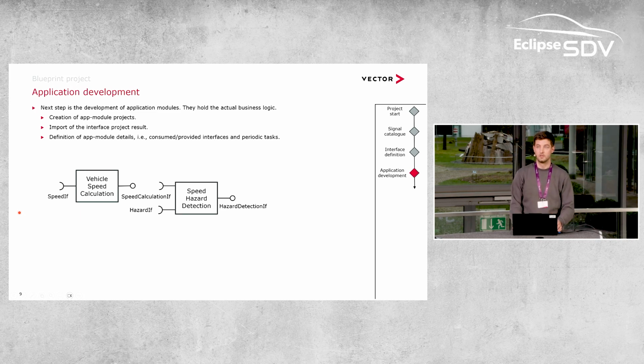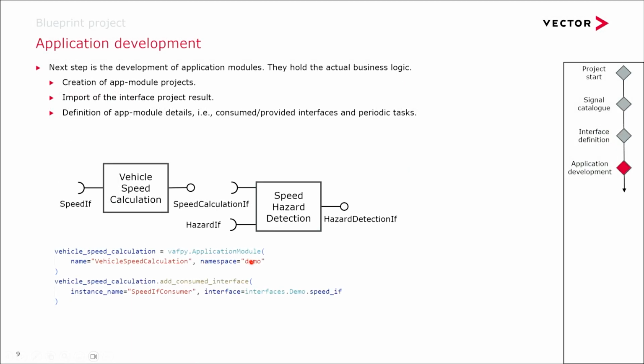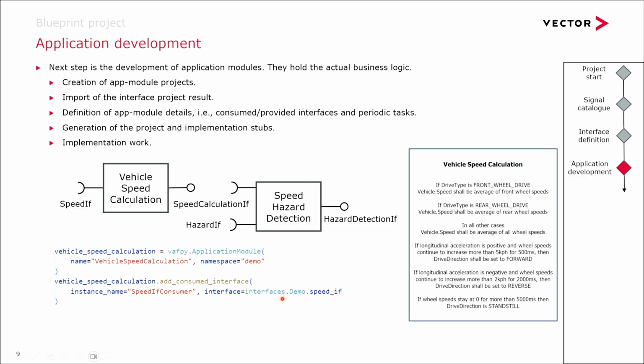Do we maybe have periodic tasks for periodic execution? So same style, you introduce a new module, you give it a name and a namespace, and then you add the consumed and provided interfaces. Here the speedIF consumer, and here you just select it from the imported interface project. And then also, as provided by the colleagues from ZF Group, the implementation work can start. The framework provides you with a ready-to-start project.